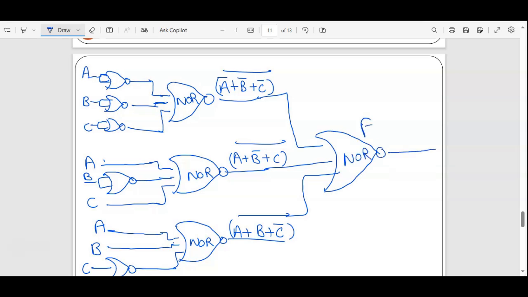Okay, so this is F, A, B and C, or you can replace it with the complete expression. Okay, so well, here we finished NOR gate also.